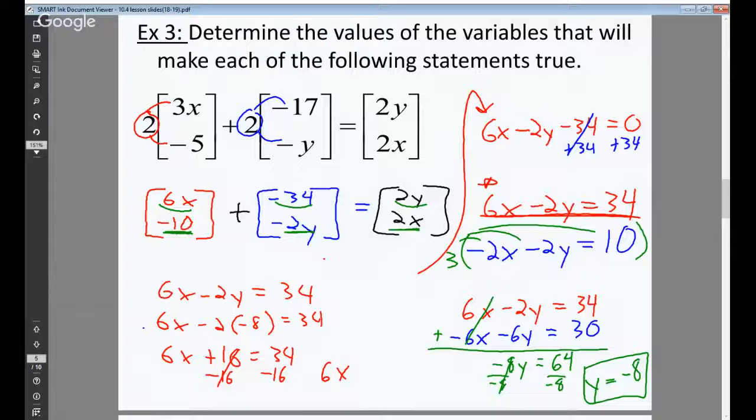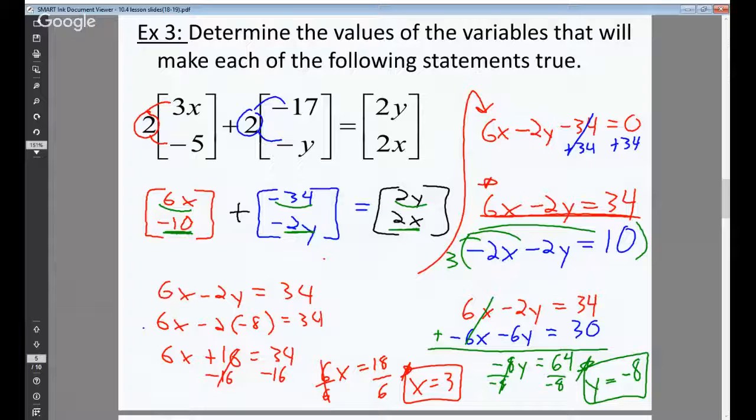Okay, and what is 34 minus 16? 34 minus 16 is 18. Which then from there you just divide by 6 and voila, x equals 3. And there you go, x equals 3, y equals negative 8. You have what you're looking for, you're done.